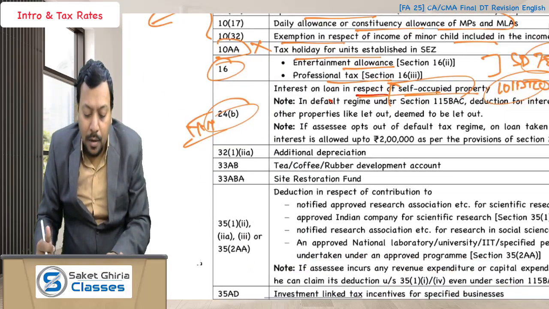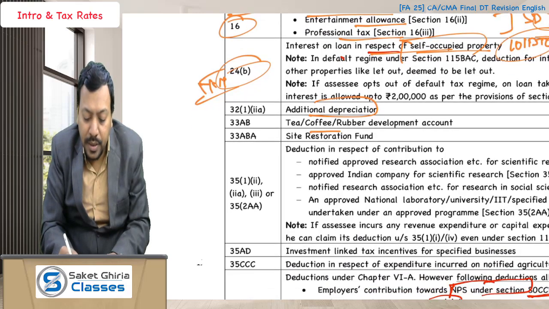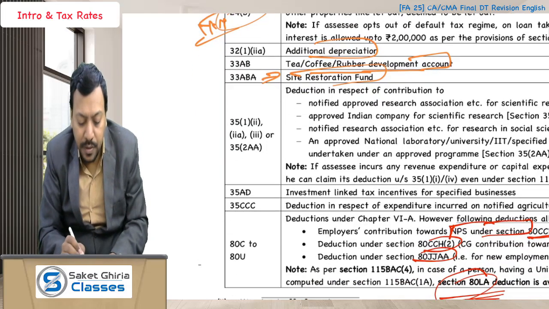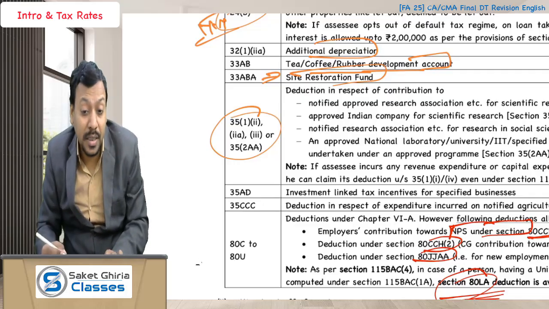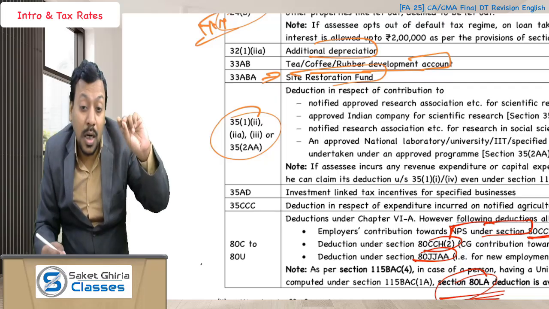Okay, very important, he cannot claim additional depreciation, he cannot claim the deduction for the tea, coffee, rubber development account money that he has invested. He cannot claim the section 33AB site restoration fund. He cannot claim anything under scientific research donation made.